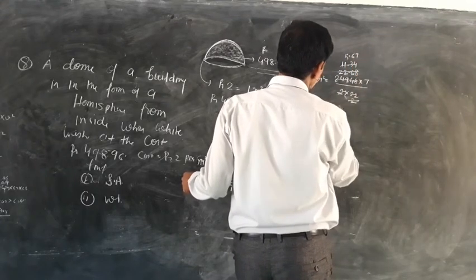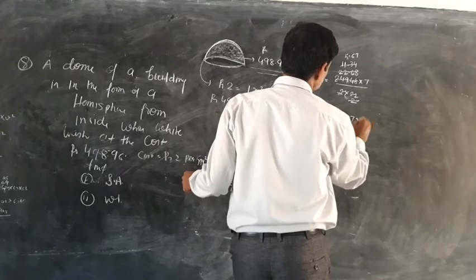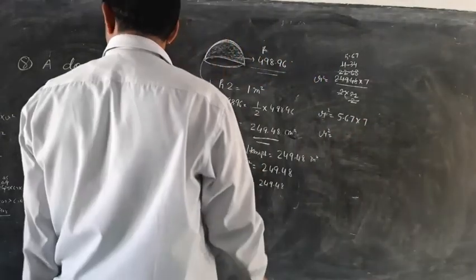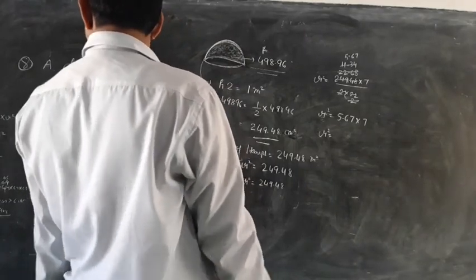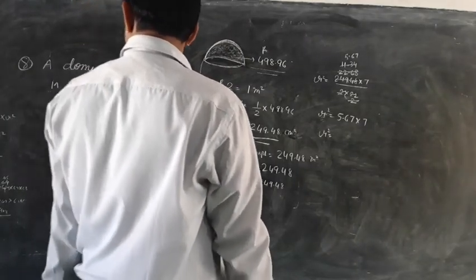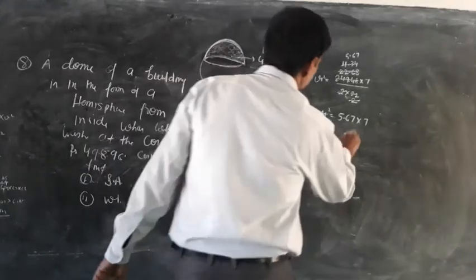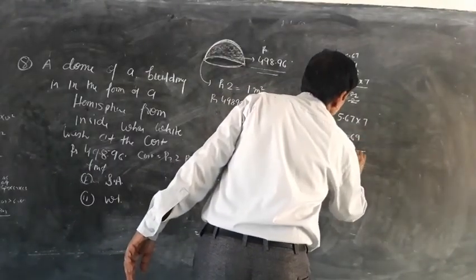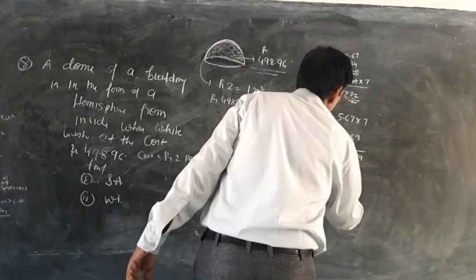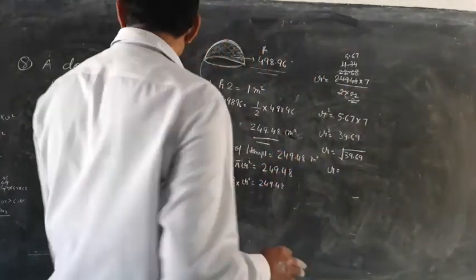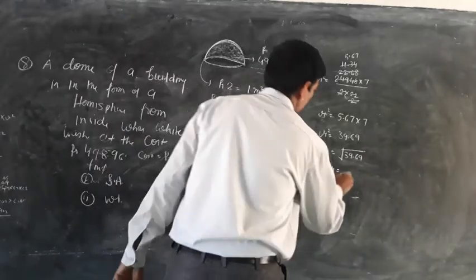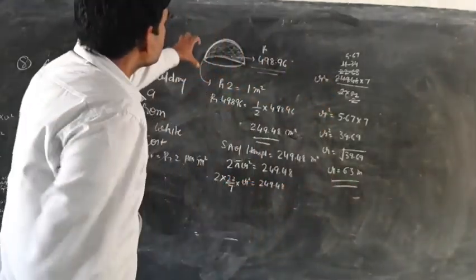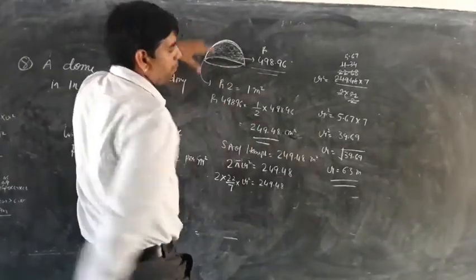So r square is equal to 5.67 into 7. The multiplication of 5.67 into 7 is 39.69. So radius is equal to root of 39.69, which is the square root of 6.3. That is, the radius of this hemisphere will be 6.3 meter.